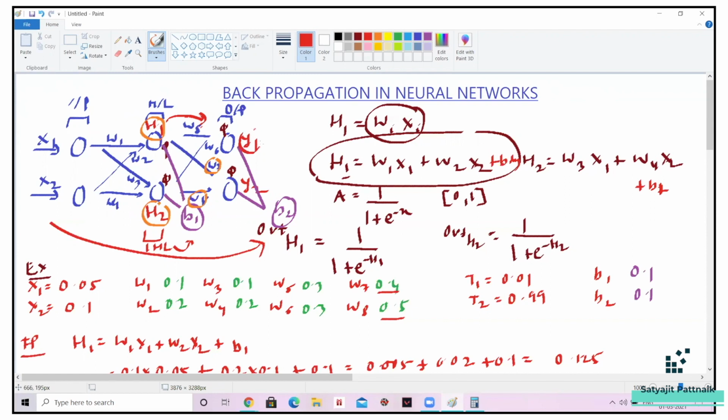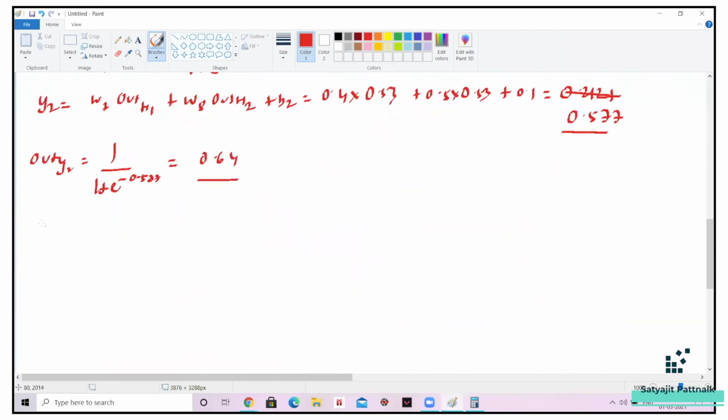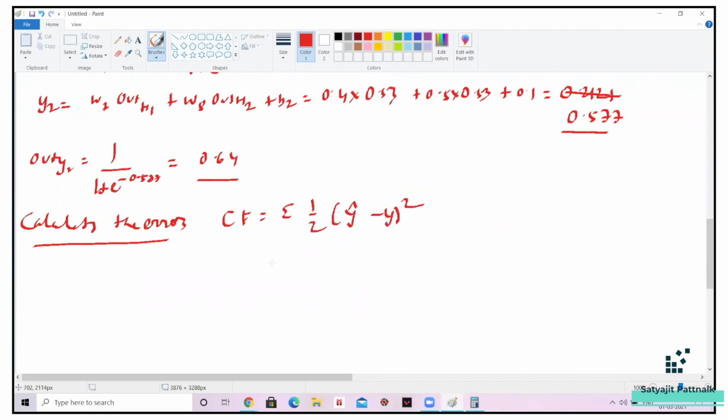We already have the actual values, right? What are the actual values? 0.1 and 0.99. So our next step is going to be calculating the error. So how to calculate the error? We already know the basic cost function is nothing but the summation of half (y hat minus y) squared, right? So we'll use the same technique.